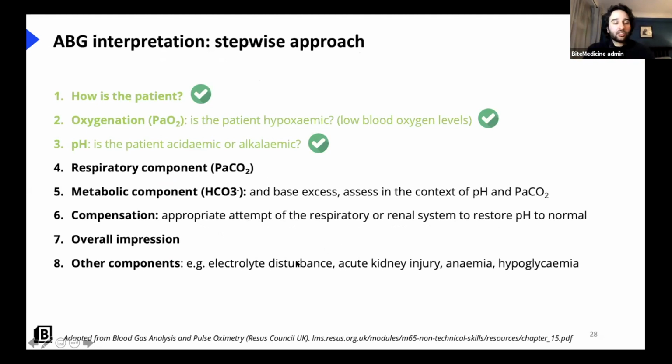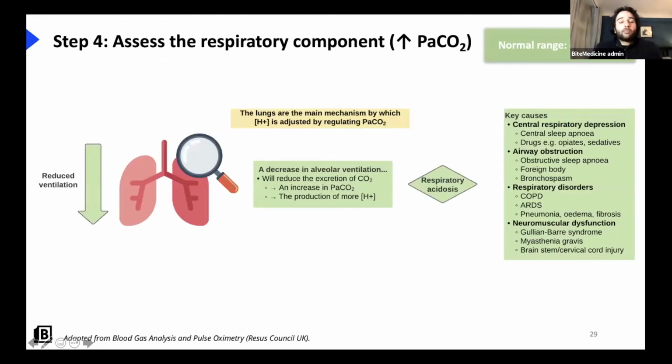Let's have a think about the respiratory component. This is directly from the previous webinar, so I'm not once again going to dwell too much on this. But the main point here is that when your ventilation is reduced, i.e. reduced respiratory rate, this is going to reduce your excretion of carbon dioxide, cause an increase in your PaCO2, and therefore this basically causes an increased acid load, and this is respiratory acidosis.